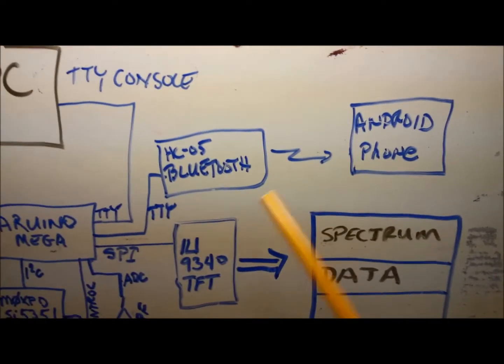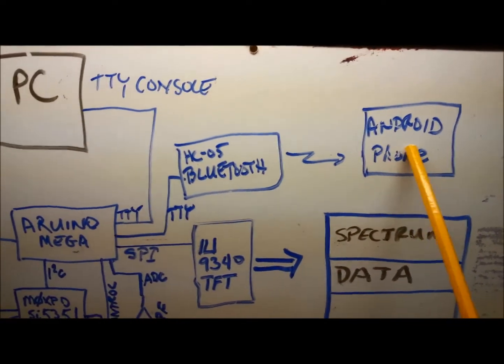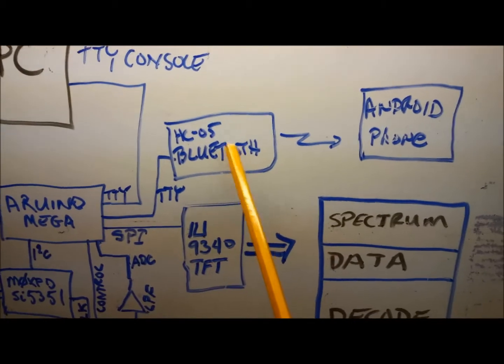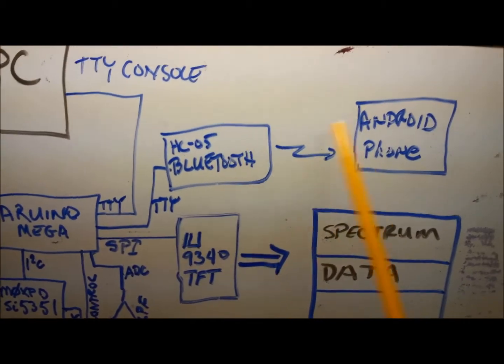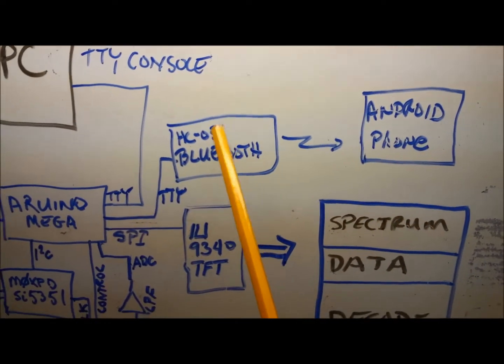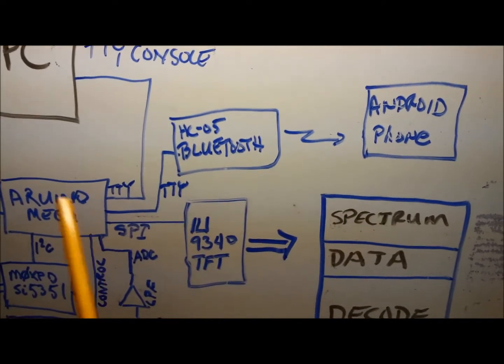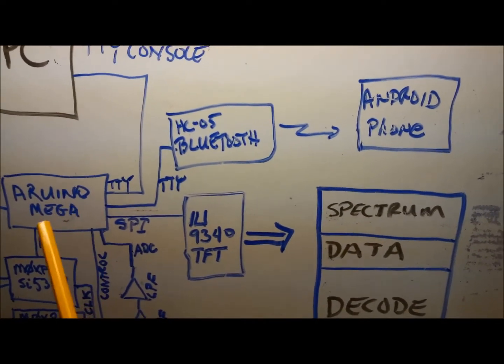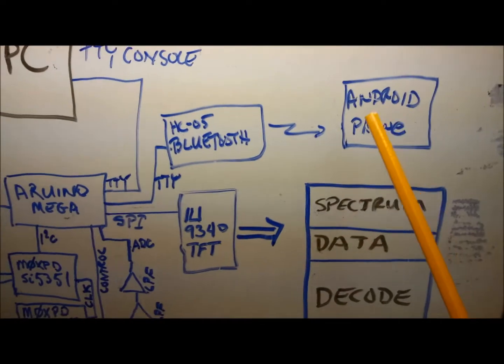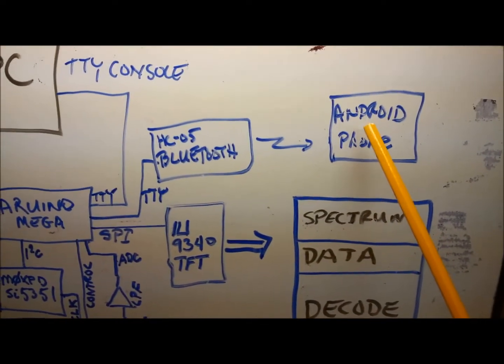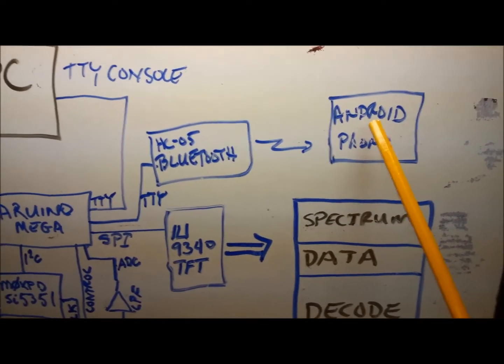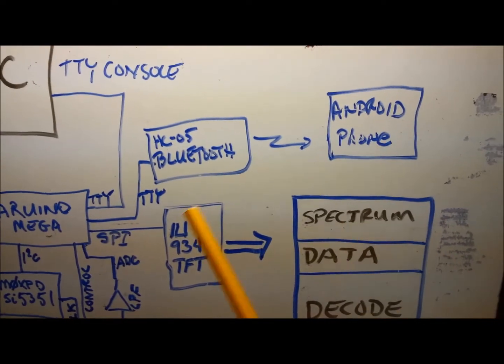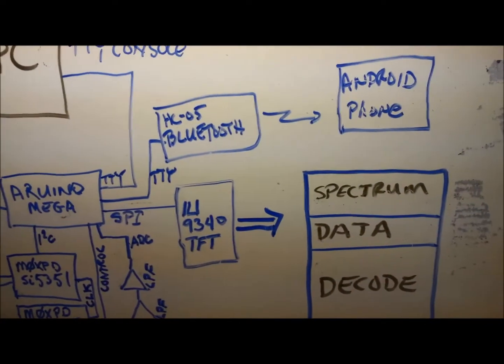I'll control the Arduino Omega using an Android phone connected to an HC05 Bluetooth module. The phone will send various commands to the Bluetooth module, which sends those commands via TTL to the Arduino Omega. In addition, the Android phone acts as a keyboard where I can type in what data I need to send out via RTTY or PSK.